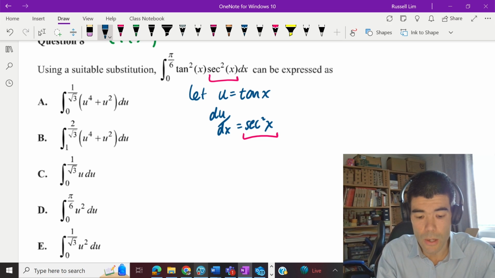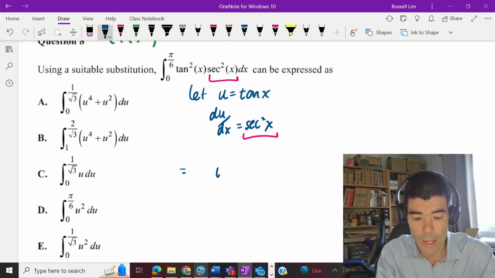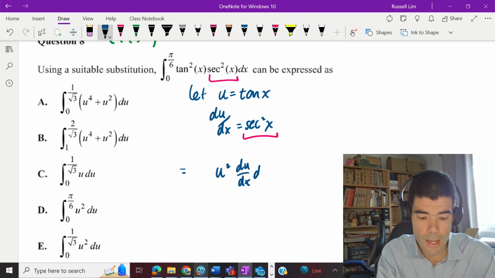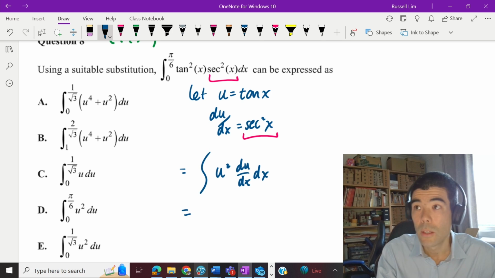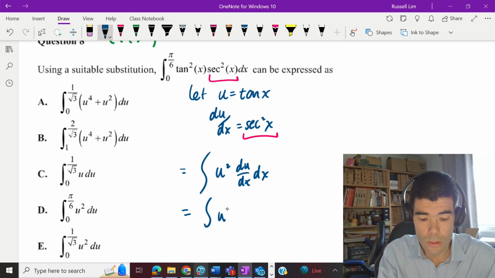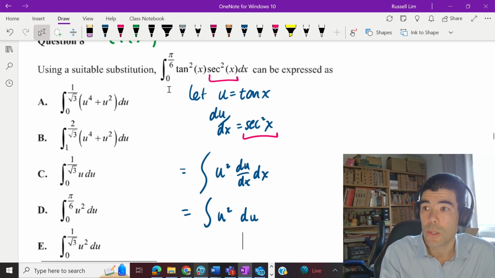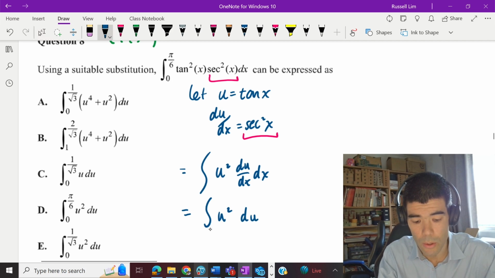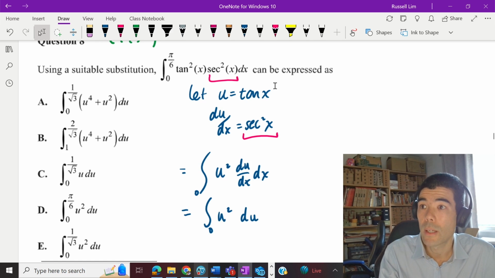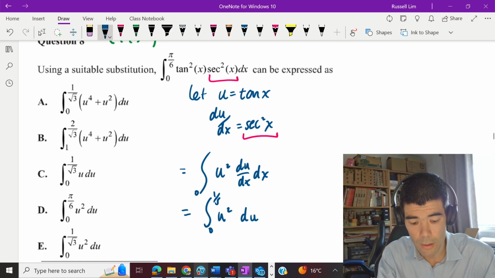So we can rewrite this whole integral as u squared du/dx dx, which just becomes u squared du. Now we do need to change out the terminals as well. So when x is 0, tan of 0 will be 0. When x is pi on 6, tan of pi on 6 is 1/√3.